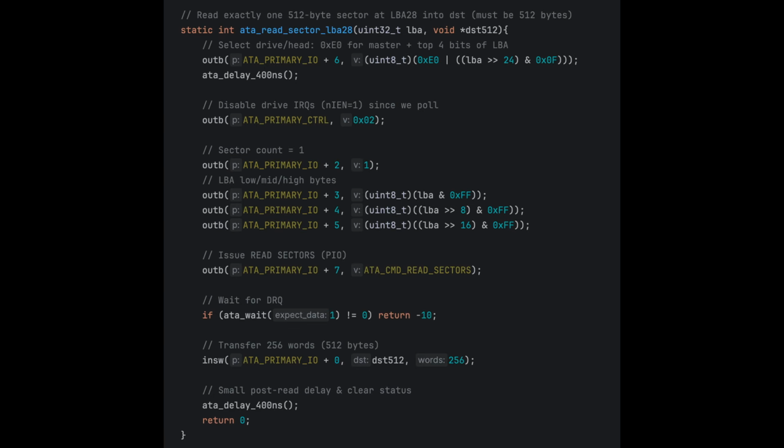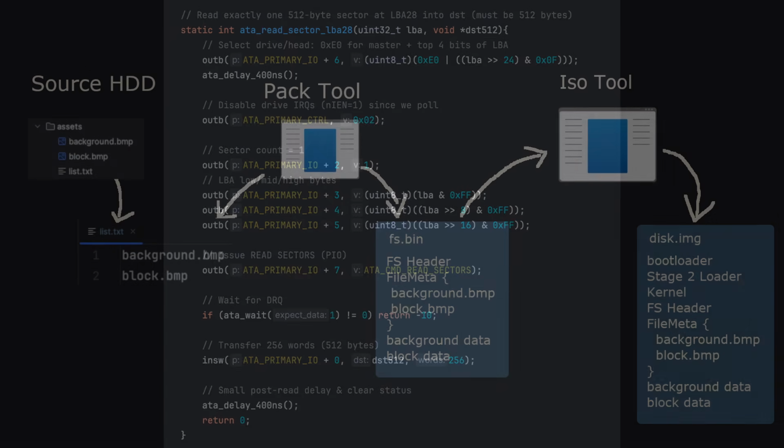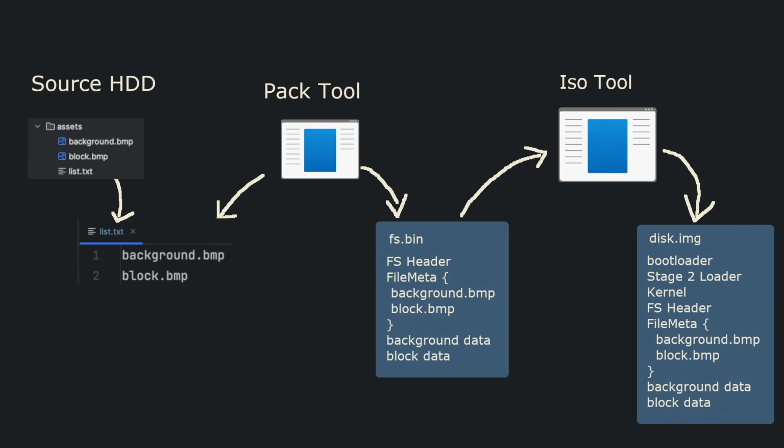Now we need a way to create this file system with actual files. I wrote a simple program in C that I run on my PC that reads a list.txt file from the asset directory. This file contains a list of files that I want to pack into my file system. For example, background and block BMP. Then this tool reads this file list and fetches them from the asset folder. It will then create this file structure for me. I just need to copy the structure into the disk image file.